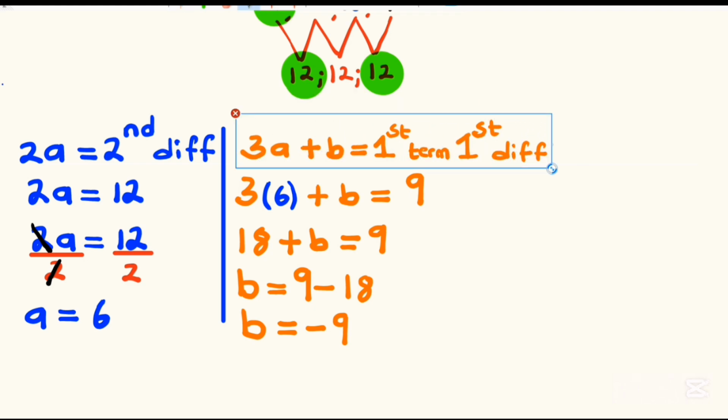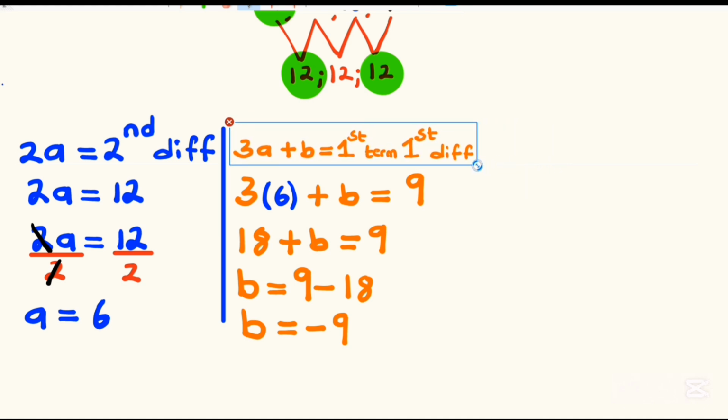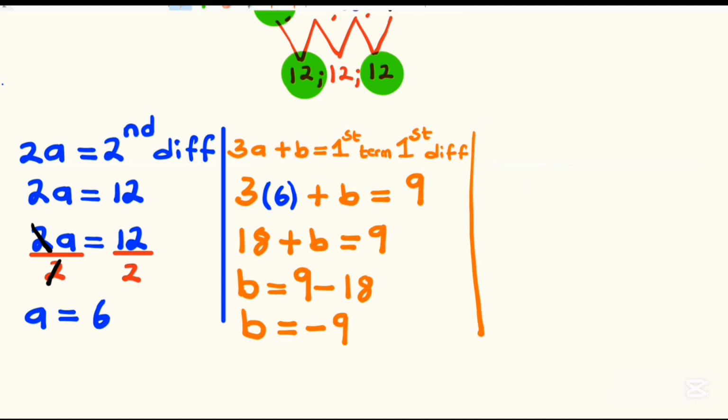And for a quadratic number pattern, we have a plus b plus c is equal to the first term.